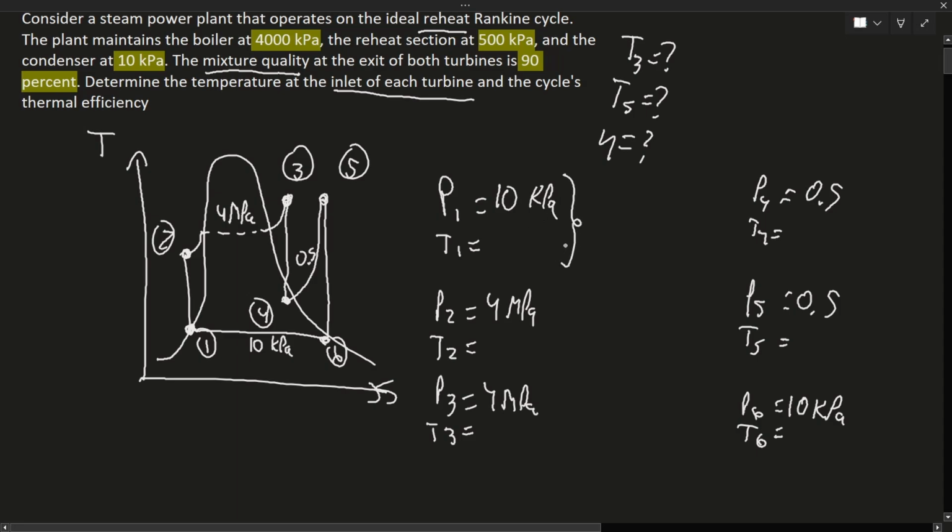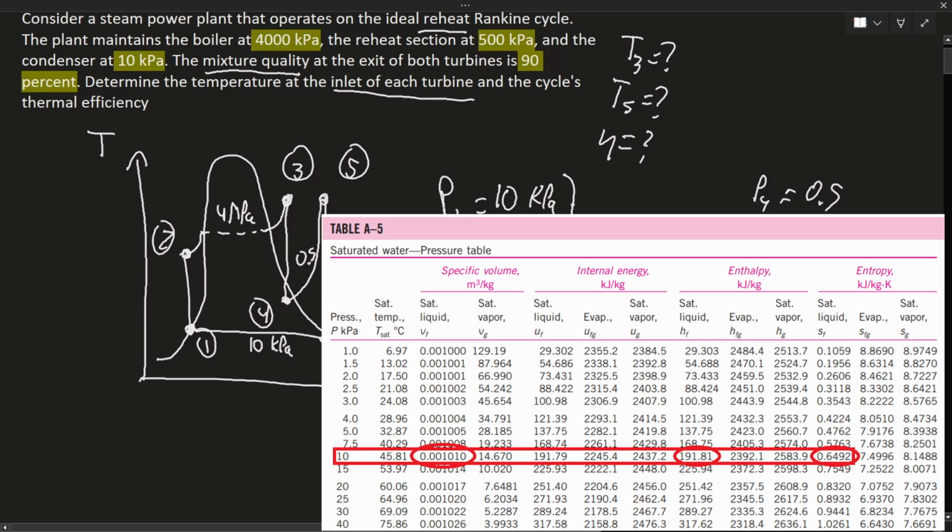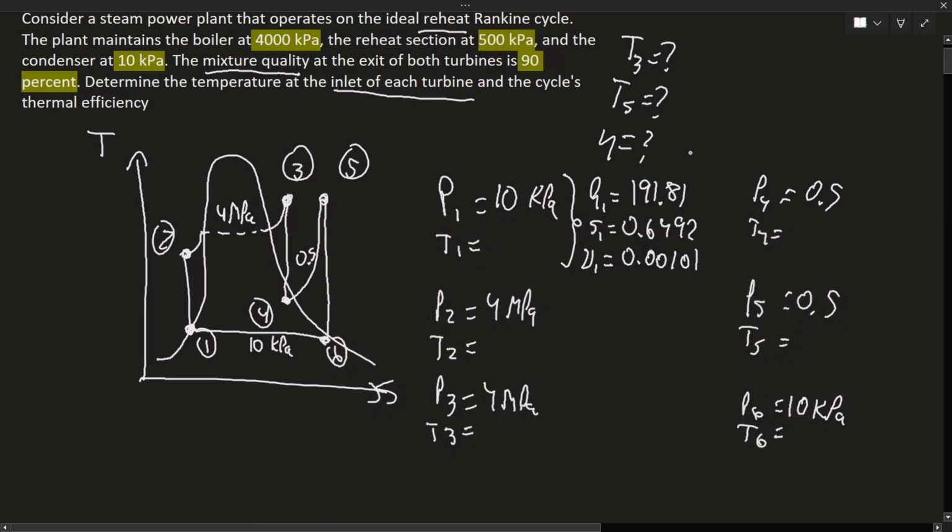So if you look at your table, we can find the values for point 1, okay? As you can see over here in the water tables. I'm just going to write it out. For your reheat Rankine cycle problems, you want to copy down what's important: your H, your S, and specifically for point 1, your specific volume. You don't really need the specific volume for the other points, but you could write it down just in case. You just need it for point 1.